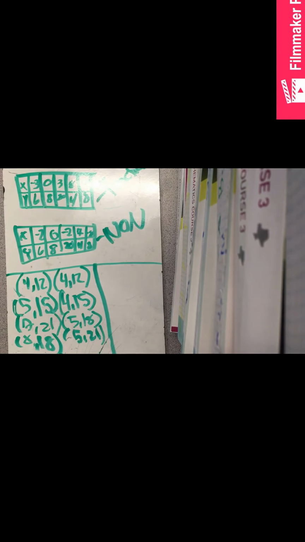And then for this one, neither of the x or the y-axis repeats, so this whole section right here would be a function, but the 4 right here on the x-axis and the 5 also repeat, so that's what makes it a non-function.